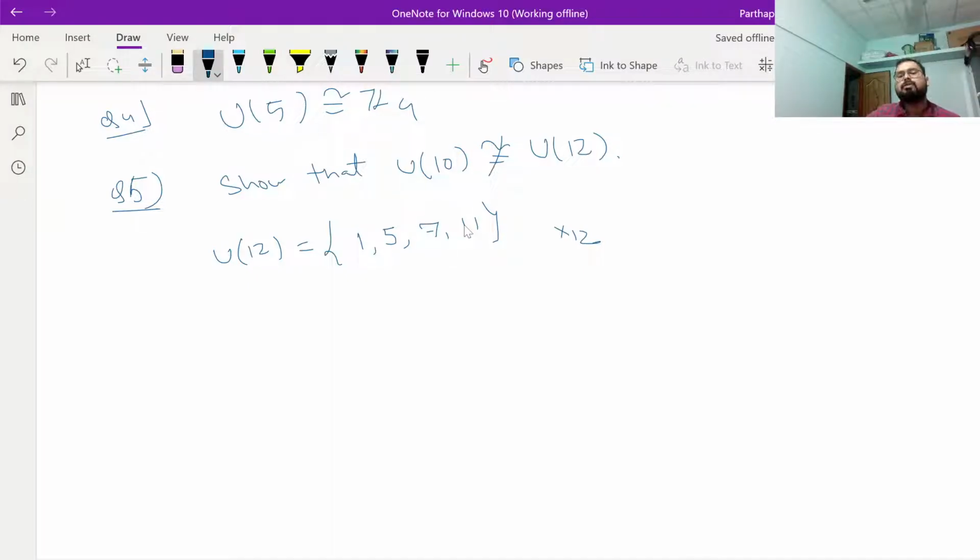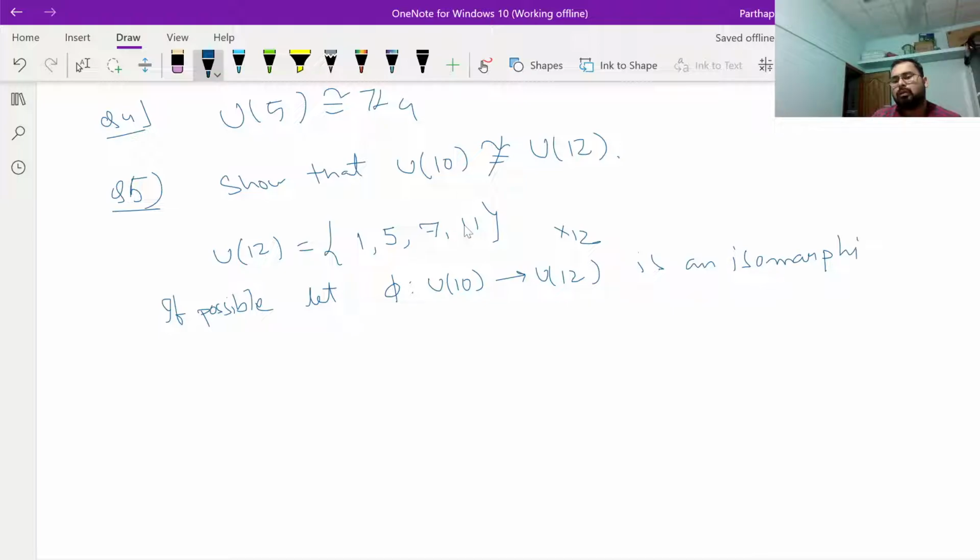Okay. Now we have to show that U12 and U10 are not isomorphic. So if possible, let phi be an isomorphism from U10 to U12. It is an isomorphism.